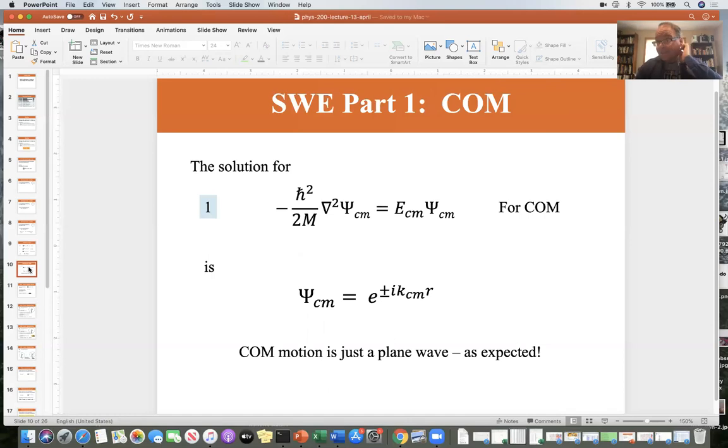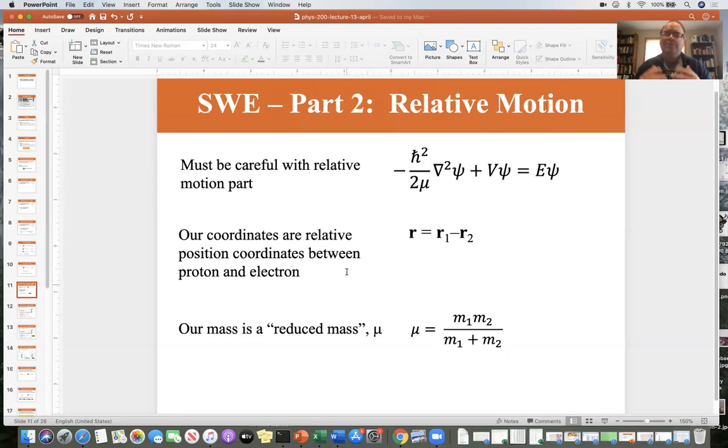Now for the center of mass solution, that's really easy. We've seen this problem before. The second derivative of the wave function is equal to the negative times the wave function itself. That gives us a solution that is some constant that I've left off, e to the plus or minus i k dot r, where k is the center of mass wave number. This is just a plane wave solution. All it says is that our object, as the center of mass is translating along, acts like a plane wave. The more interesting part is the relative motion part.